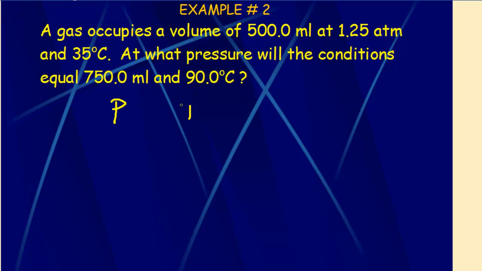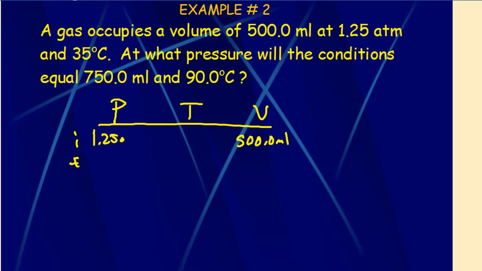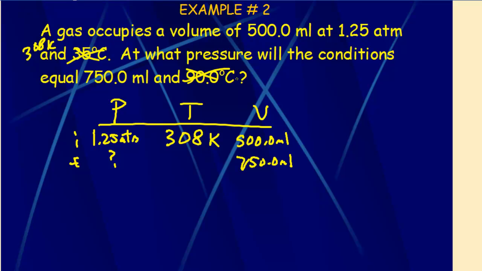So again, P, T, and V, initial and final. A gas occupies a volume of 500 milliliters. So volume is 500. 1.25 atm pressure. 303 K, so add 273 and we get 303 K. At what pressure will it equal 750 milliliters, and once again, get rid of that, so 363 K.